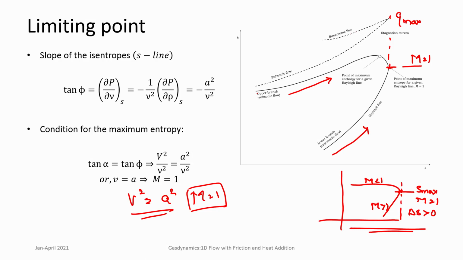So, you cannot add heat beyond Qmax, the maximum heat, and there are no solutions beyond that. So, you cannot move from subsonic to supersonic just by means of heat addition, or supersonic to subsonic just by means of heat addition. The reason is a fine point, and it is somewhat different from the reason for the Fanno flow.